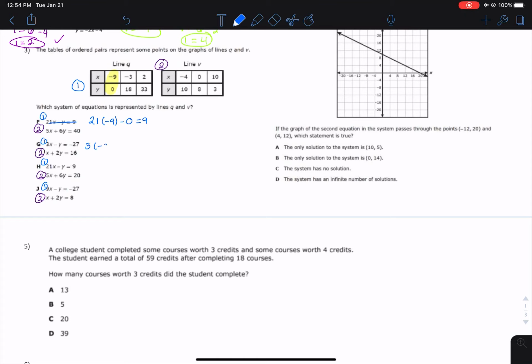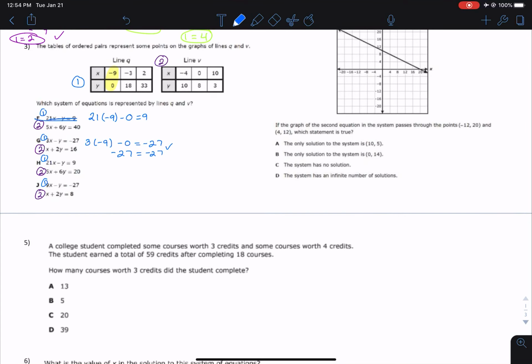3 times negative 9 minus 0 equals negative 27. 3 times negative 9 is negative 27. Minus 0 is negative 27. That does work. So we're good with G. G is still an option. H, 21 times negative 9 minus 0 is not equal to 9. H is out. J, 9 times negative 9 minus 0 equals negative 27. 9 times negative 9 is negative 81, so that doesn't work either. So the only answer choice that worked is G.